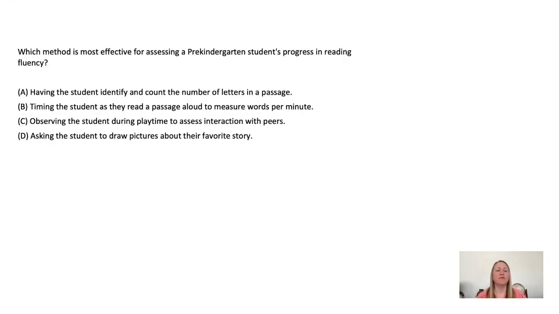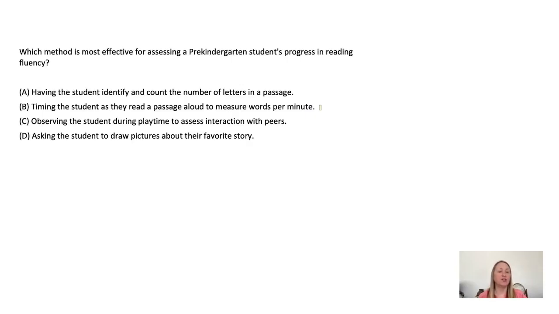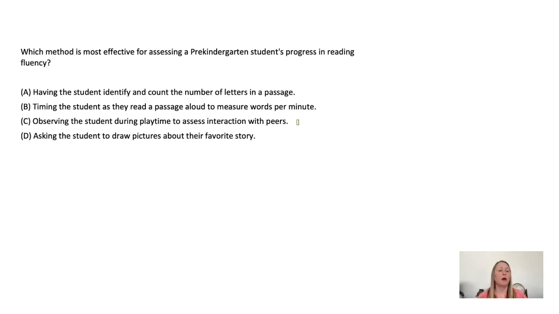Which method is most effective for assessing a pre-kindergarten student's progress in reading fluency? Having the student identify and count the number of letters in a passage, timing the student as they read a passage aloud to measure words per minute, observing the student during playtime to assess interaction with peers, or asking the student to draw pictures about their favorite story.